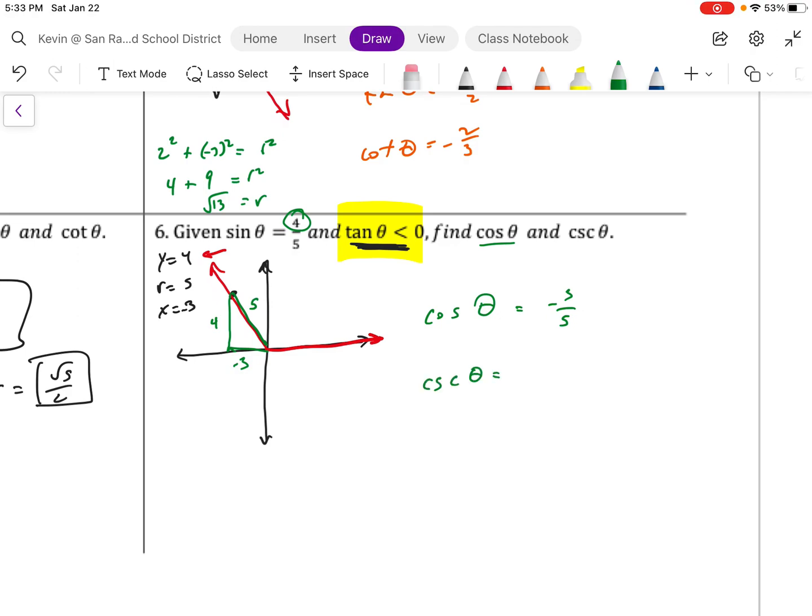And cosecant theta is basically 1 over sine theta. It's the reciprocal of sine theta. So cosecant, since sine theta is 4/5, this is like 1 over 4/5 equals 5/4, if you want the math part of it.